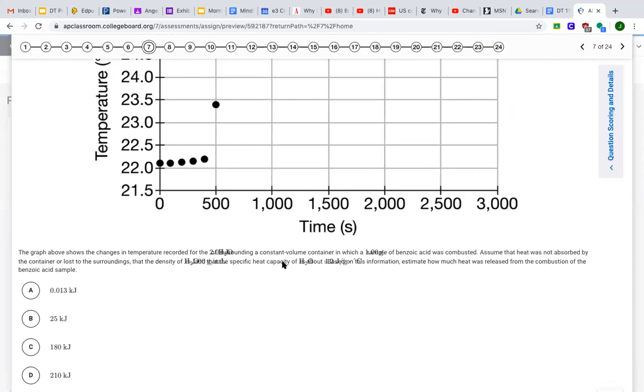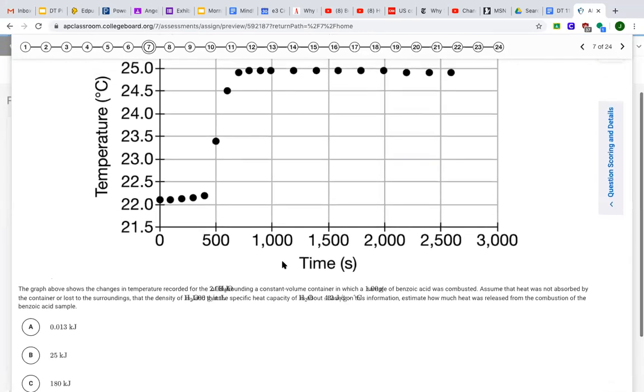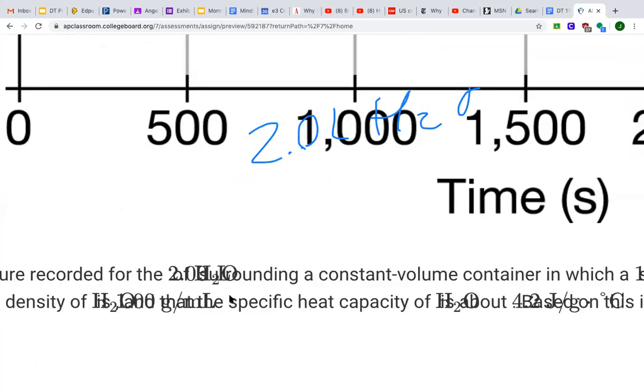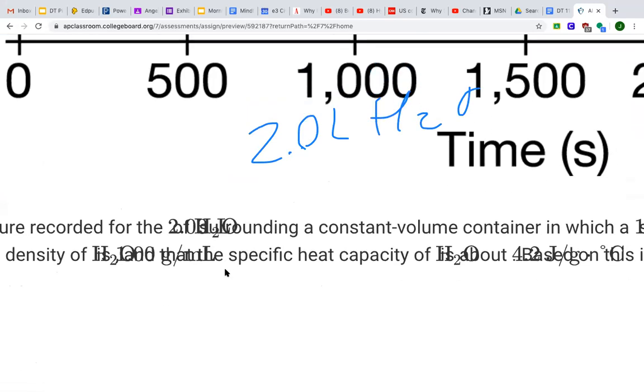So you've got 2.0 liters of H2O. I hope that is liters of H2O. It's got to be 2.0 liters of H2O. Oh, sweet mercy. That's the worst. Does anybody else have a better copy? Oh, come on.